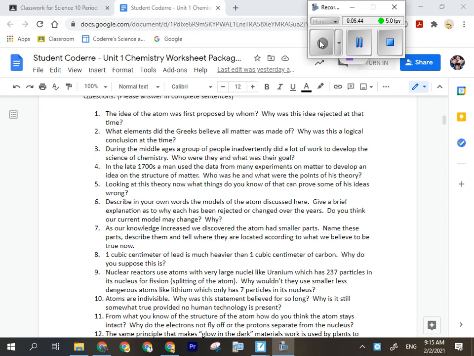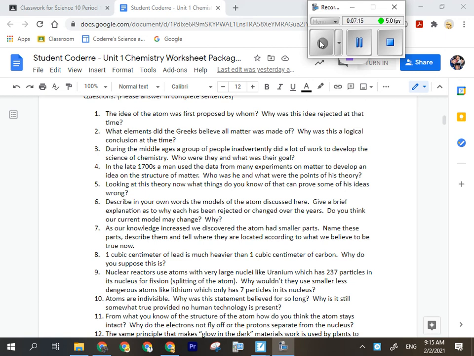Okay, number 3. During the Middle Ages, a group of people inadvertently did a lot of work to develop the science of chemistry. They were the alchemists, right? And the alchemists' goal was basically to get rich and transmute cheap substances like lead into valuable substances like gold, or make elixirs that could make people live forever. Obviously they were not able to accomplish either one of those goals, but they did a lot of experimentation in the meantime.